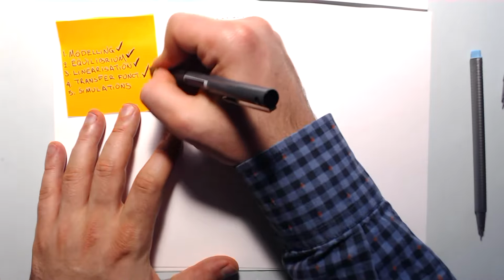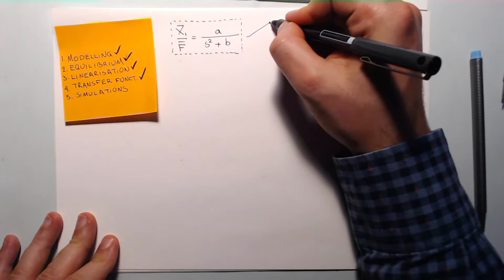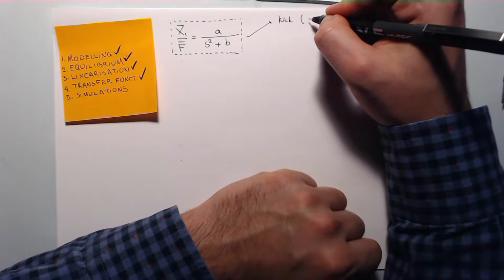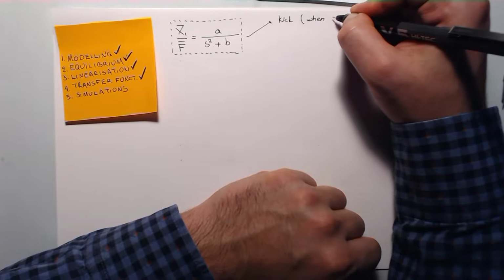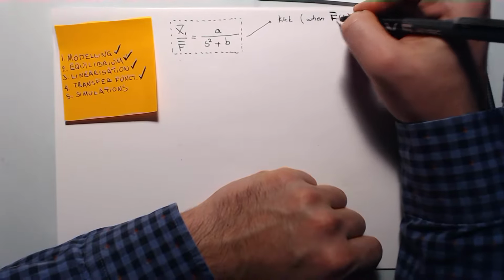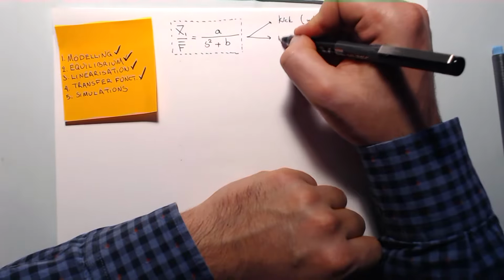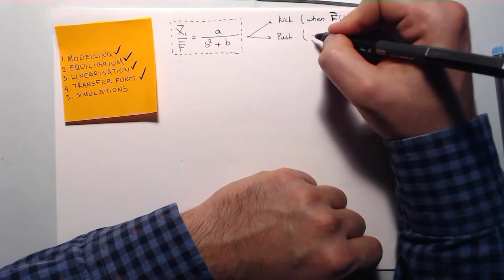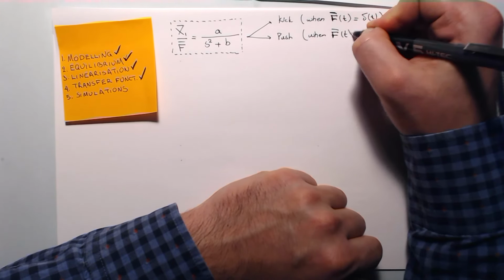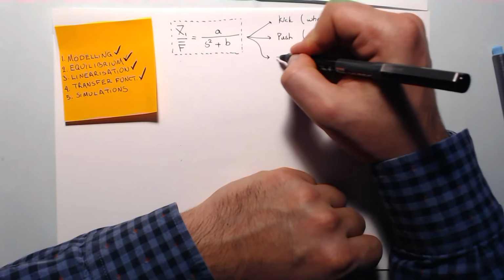Here is the transfer function. Now simulations. What can we do with the transfer function? We can kick the system. So we can determine what happens when the force that is applied to the system, F bar of t, is a Dirac pulse. We can push it. So we can see what happens when the force F bar of t is equal, let's say, to 1. And we can even shake it.